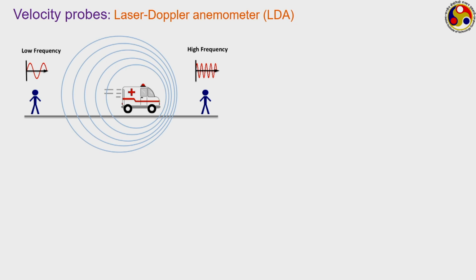One is the laser Doppler anemometer. You are definitely aware of the Doppler effect. When a car with a siren is approaching you, as shown here, it seems that the pitch is higher. When it is going away from you, the pitch seems to be reducing, despite sound having the same velocity.